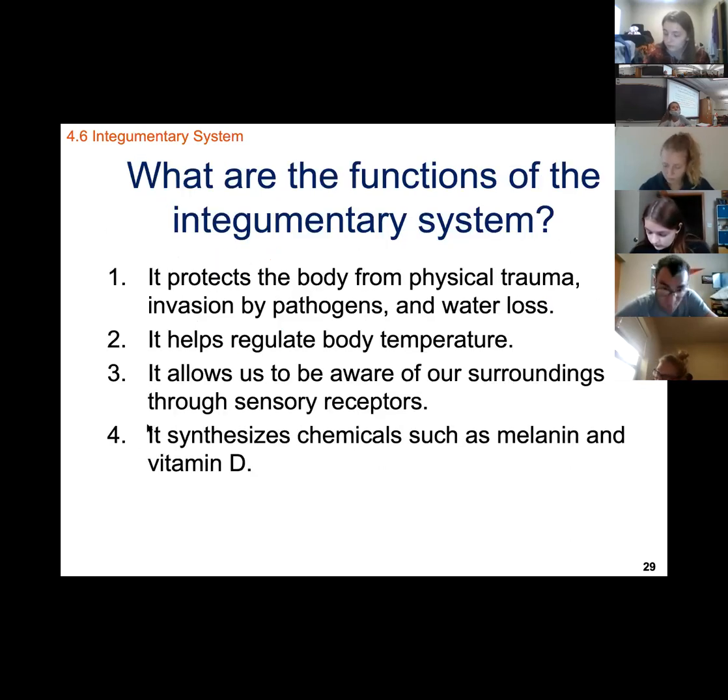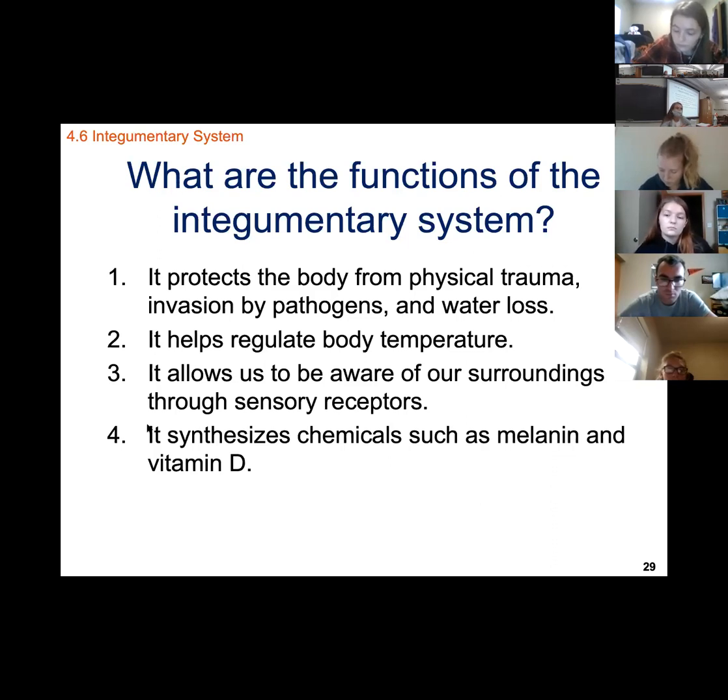Okay, so here are some of those functions of the integumentary system. It helps protect the body from physical trauma, invasions of pathogens, and water loss. Aren't you so glad that when you take a drink of water, it doesn't just fall out of your body? That's pretty cool. Invasions of pathogens: you were probably exposed to lots of pathogens throughout your day that your skin helps protect against, okay? And then physical trauma.